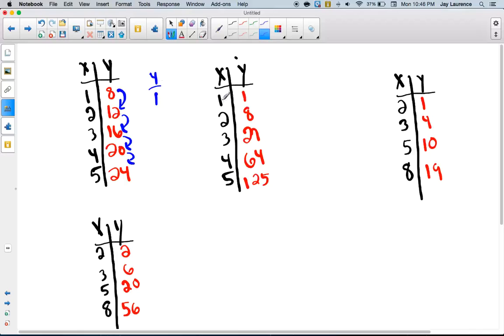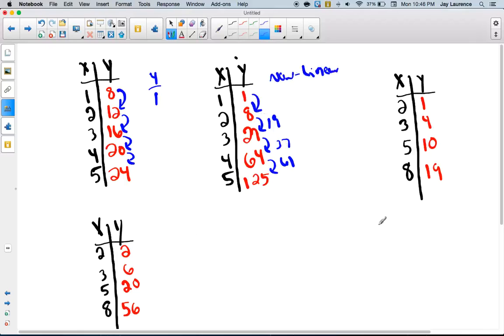Notice this one, the inputs are going up by 1, but the outputs are going up by varying amounts. 7, what do we got there? 19, and then 37, right? And then 61. They're not going up by the same amount. This one is nonlinear. If they were linear, they'd be going up by the same amount.